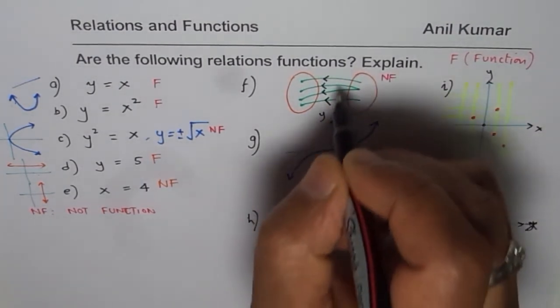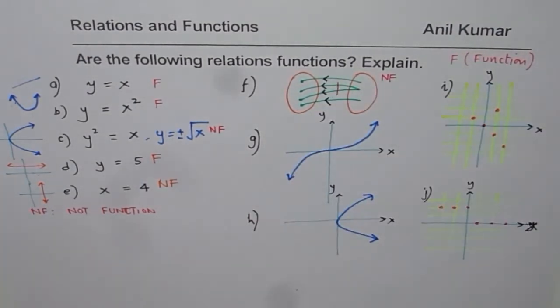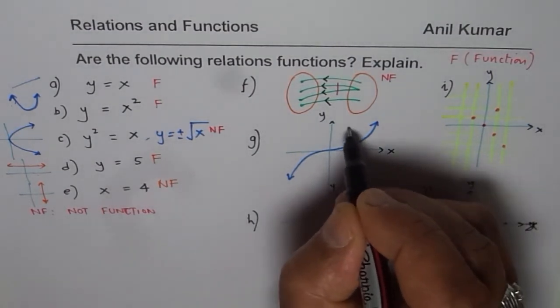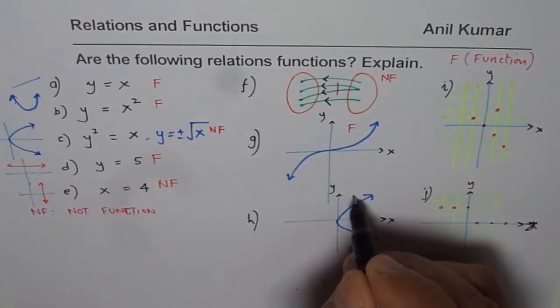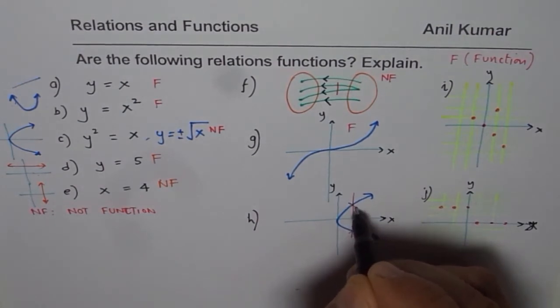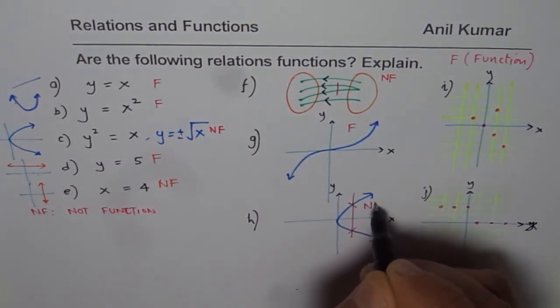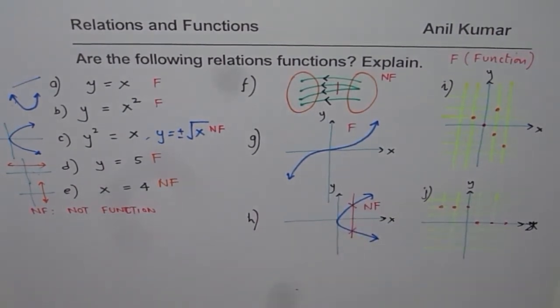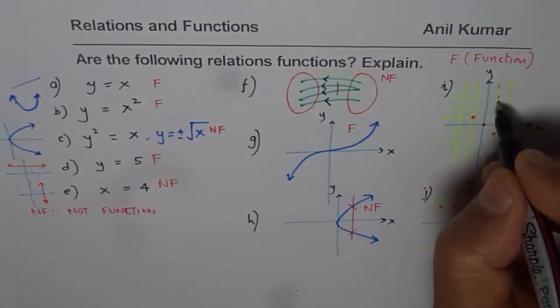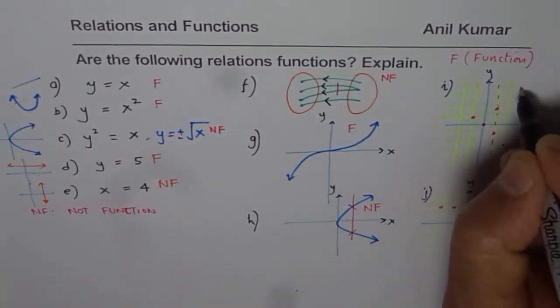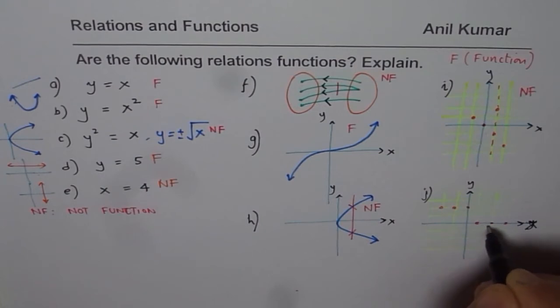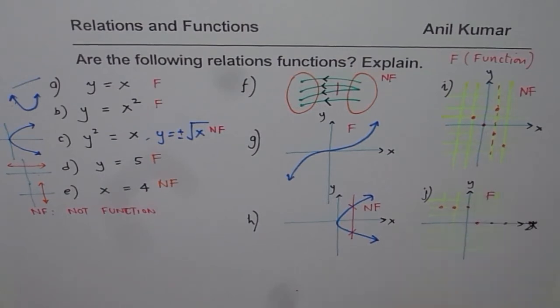And because of this, it is not a function, right? Here for each value of x, we have one unique value, so it is a function. But here again, it fails the vertical line test. Therefore, this one is not a function, correct? In this case, it fails this vertical line test, and so it is not a function. Here, it is a function. You get the point, right? So it is a function.